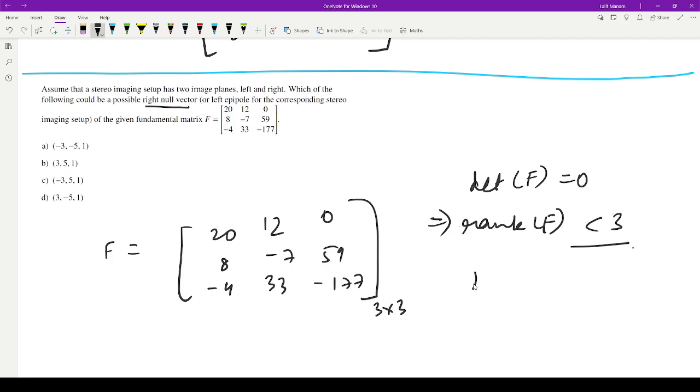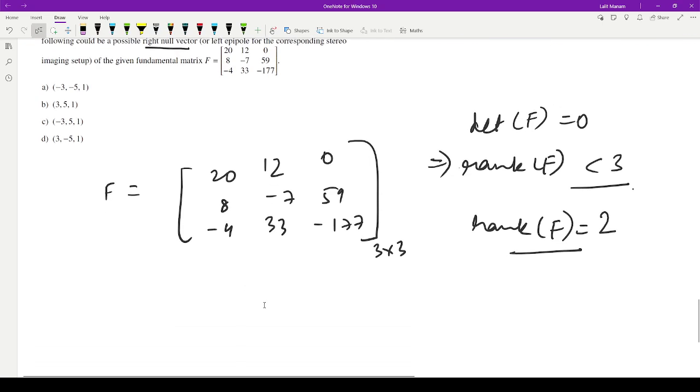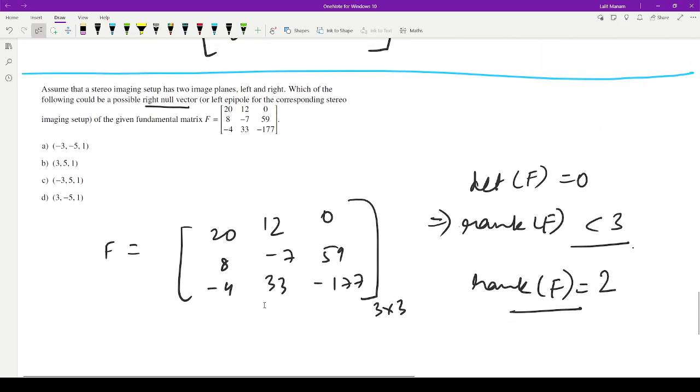Yes, sir. You can have degenerate fundamental matrices, but in general, the rank of the fundamental matrix is 2. Degenerate means the rank of F is 1 or even 0. 0 is anyways not considered, but 1 you can have in special cases. So with this given fundamental matrix, what do you mean by right null vector?